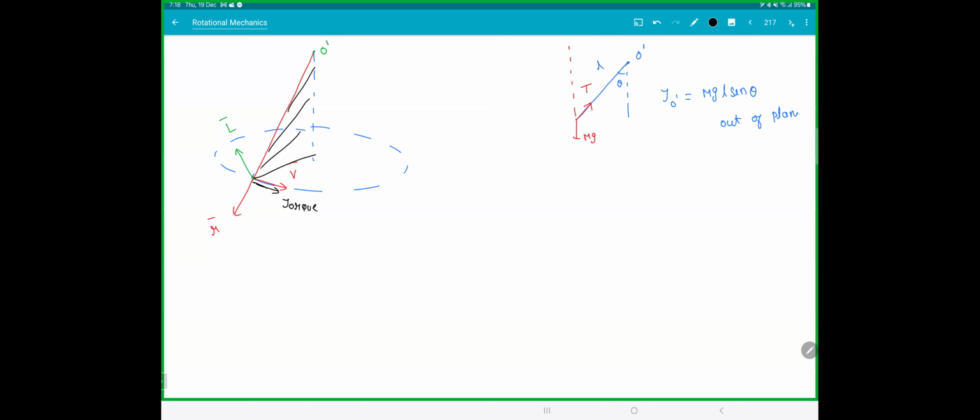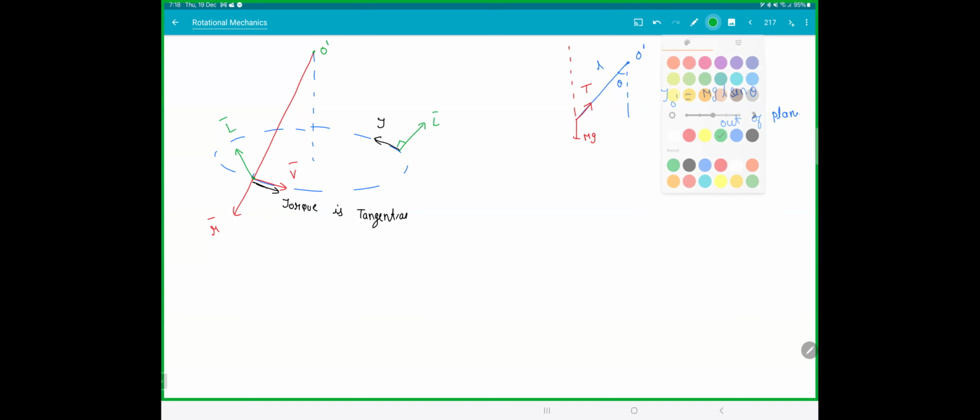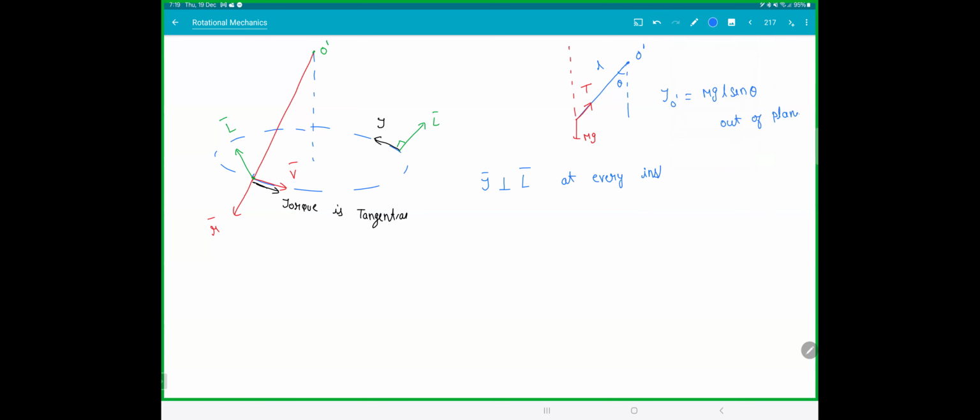This is the plane, no? It's perpendicular to this plane, isn't it? Torque actually looks like this. Torque is tangential. So at any instant, this is how it looks. Torque is this way. L bar is this way. And if you see, torque is perpendicular to L bar at every instant. Both are changing direction, but at every instant it is perpendicular. Again, this is about O dash we're talking about.